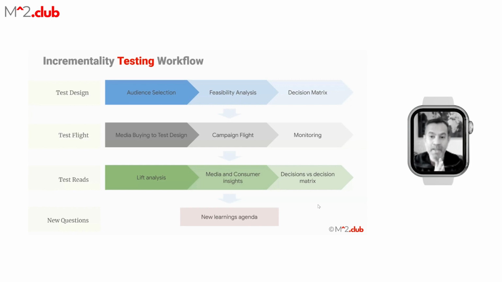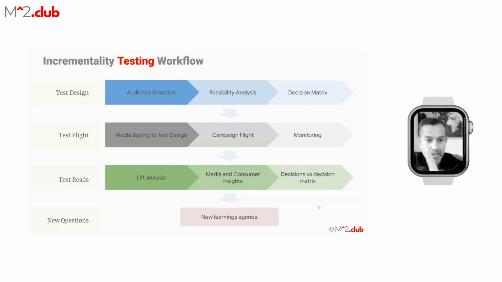So again, these 3 steps in test design: market selection, which a lot of people know, feasibility analysis and decision matrix. I think if you go through this in a thorough fashion, a lot of times you will end up helping brands make decisions much more clear-eyed than if you don't.